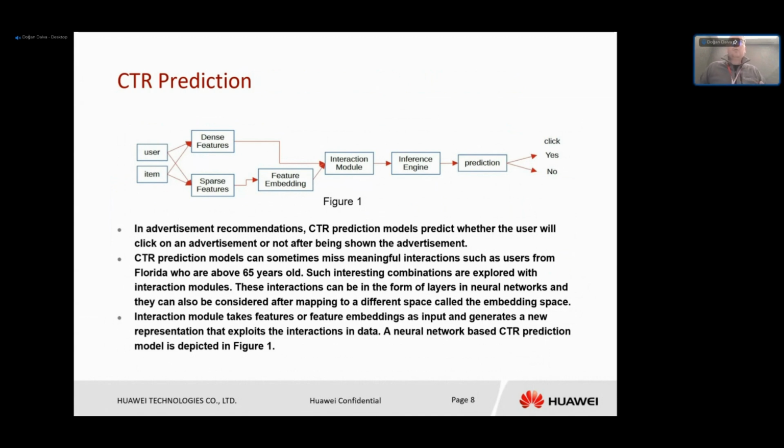And the interaction module generates a new representation that exploits the interactions in the data. And this information is sent to the inference engine, and then this is used by the prediction model to predict whether the user will click on an advertisement or not.